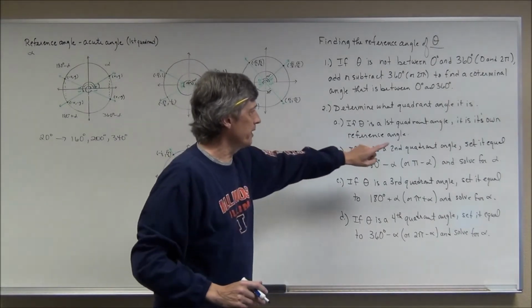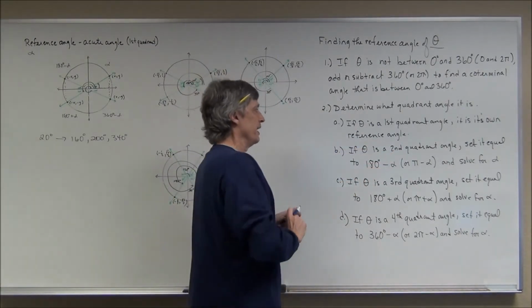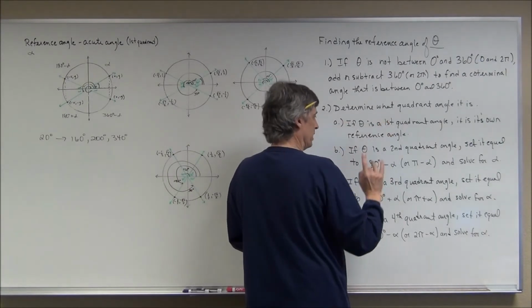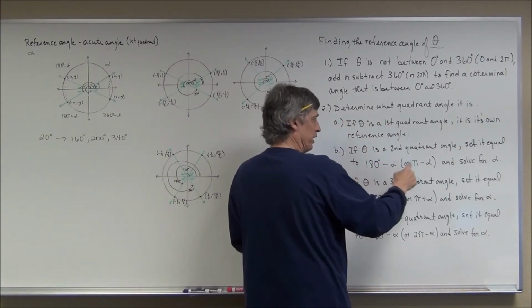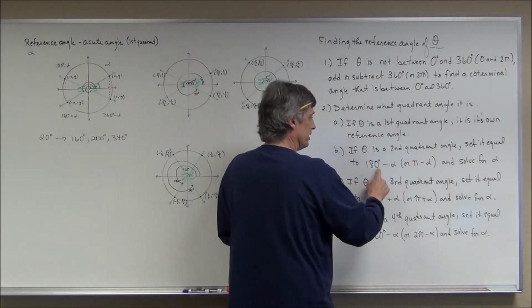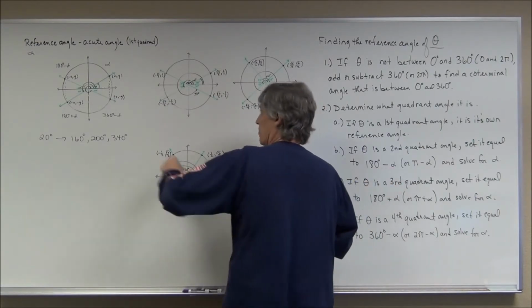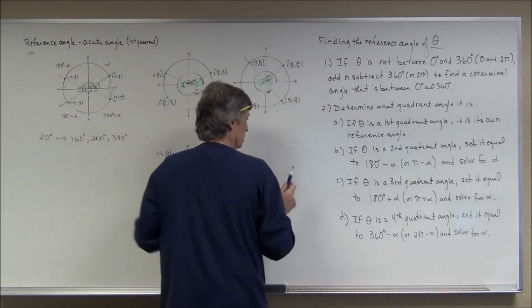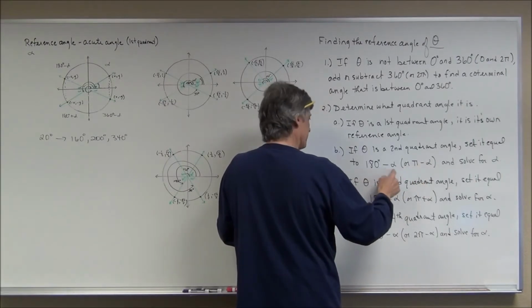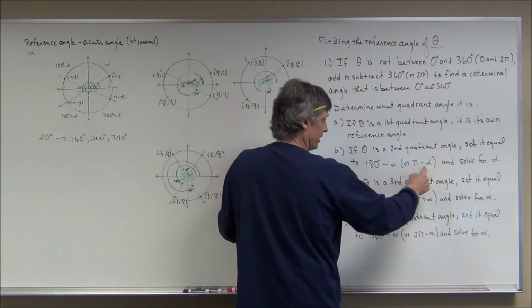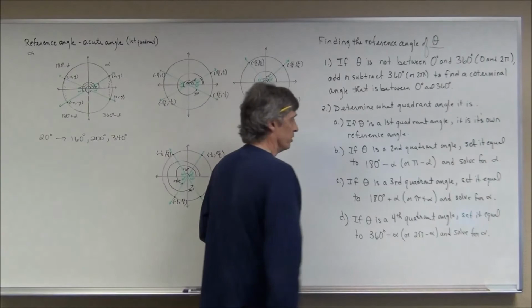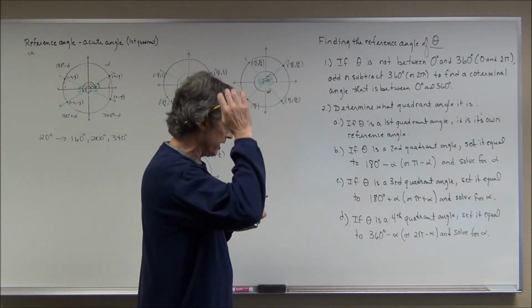And if it ends up being in the second quadrant, I just set my second quadrant angle equal to this if it's in degrees, or equal to this if it's in radians. This is 180 minus alpha, or pi minus alpha. Remember I had them over here. And then I just solve for alpha like a regular equation. I'm going to show you an example here in a second.